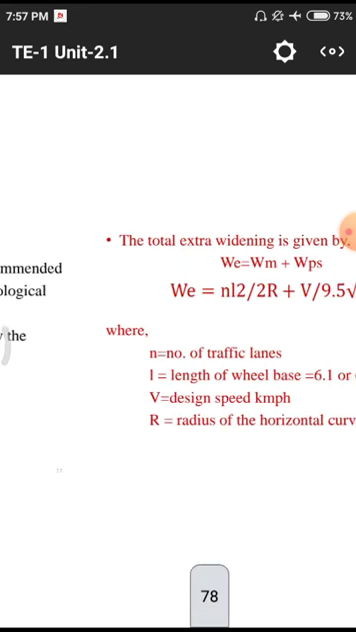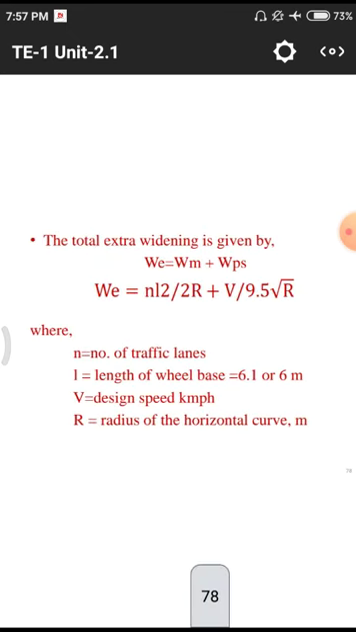After that we combine these two widenings, the mechanical widening and the physiological widening, for W, that means the total widening, equal to nL square by 2R plus V by 9.5 root R. This is the total extra widening, today's topic.